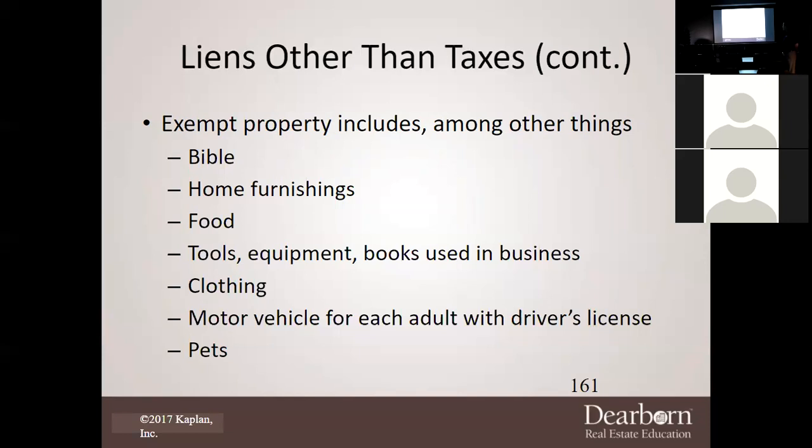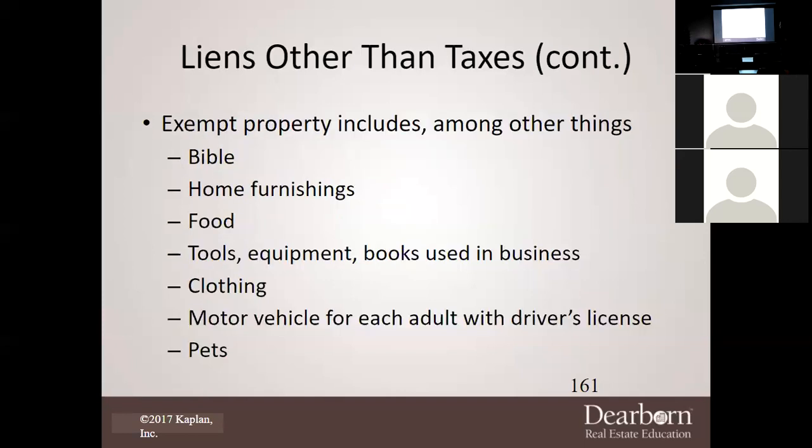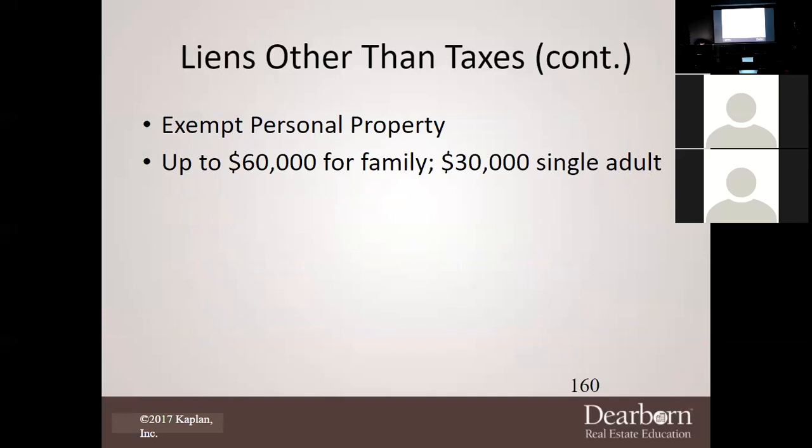Motor vehicle for each adult with a driver's license. So that means, say, Miss Leela has herself, her husband, and 2 children, and they all have driver's licenses. They can have up to 4 cars. Your pets. Unfortunately, Travis, you can't come get Holly. Sorry, man. She's not for sale. This isn't a sale and you taking that stuff. Well, you ain't getting that either. So again, in those situations, here's the key. For how much is it exempt to? Up to $30,000 if you're single, or $60,000 if you're married.